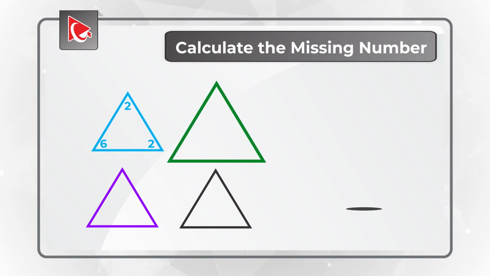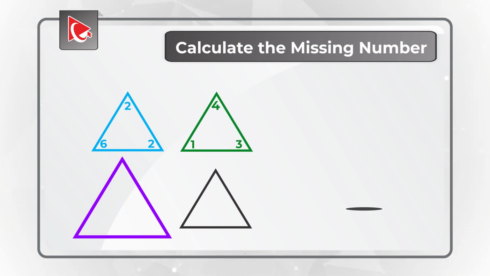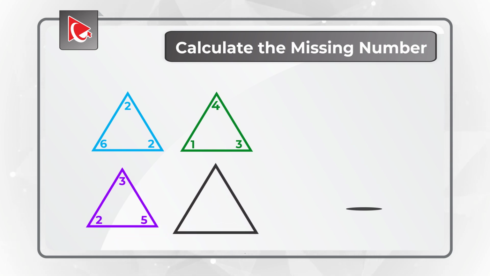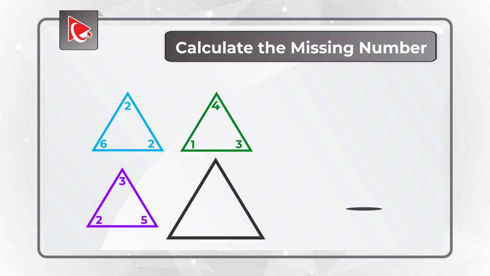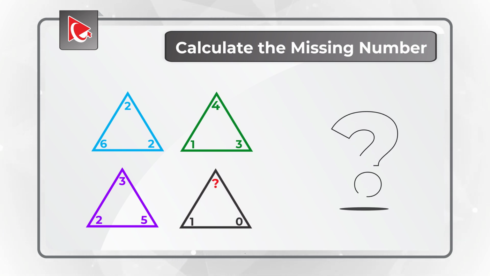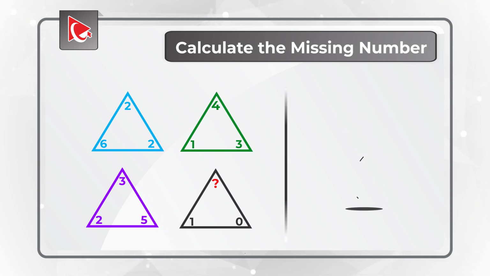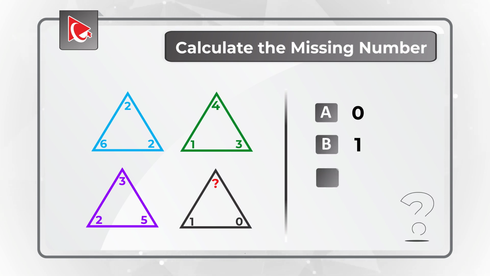The green triangle next to it in the upper right corner has numbers 4, 3, and 1. The purple triangle in the bottom left corner has numbers 3, 5, and 2. And then the last triangle, black triangle, has numbers 0, 1, and then in the upper corner there's a missing number which you need to calculate based on the 4 different choices. Choice A, 0. Choice B, 1. Choice C, 2. And choice D, 3.